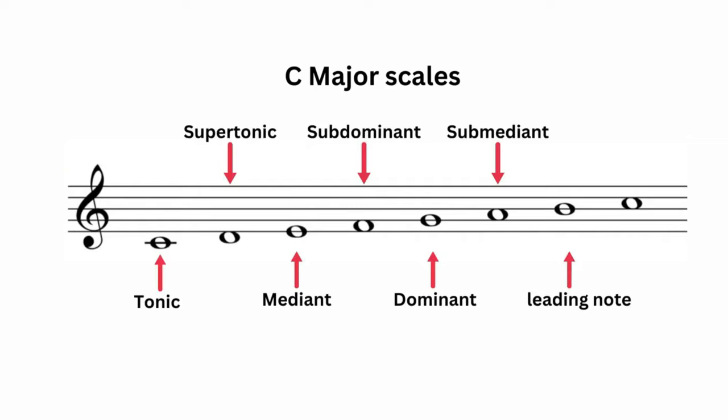The supertonic, mediant, subdominant, and dominant degrees contribute to the harmonic and melodic structure of the scale, adding tension, resolution, and movement. The submediant and leading tone complete the scale, with the leading tone creating a strong desire to resolve back to the tonic.